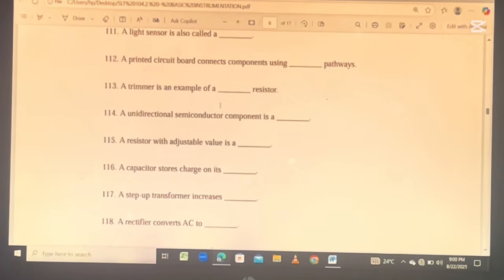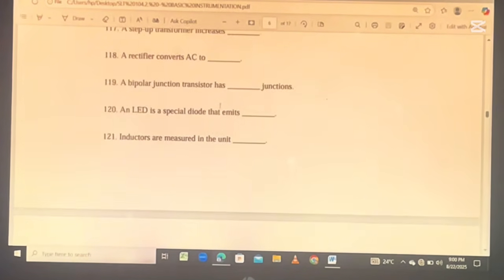Now a capacitor stores charge on its dash. It stores charge on its plates. A step-up transformer increases voltage. A rectifier converts AC to DC. A bipolar junction transistor, which I called BJT the other time, has two junctions. That's why it's called bipolar.